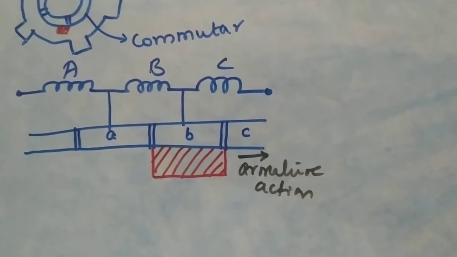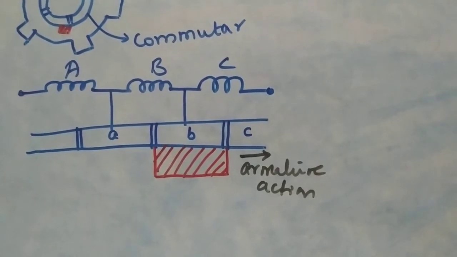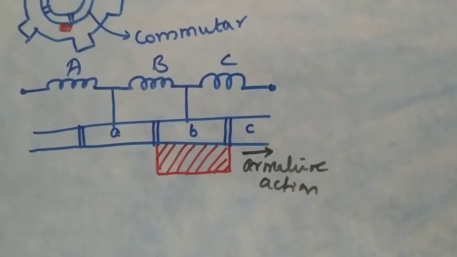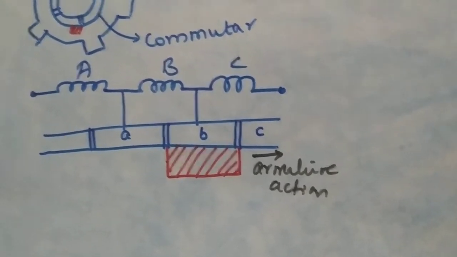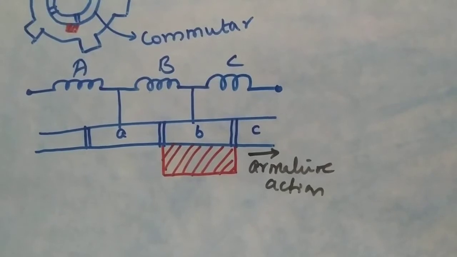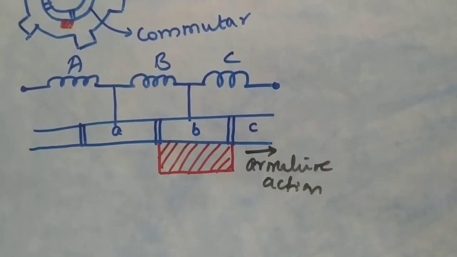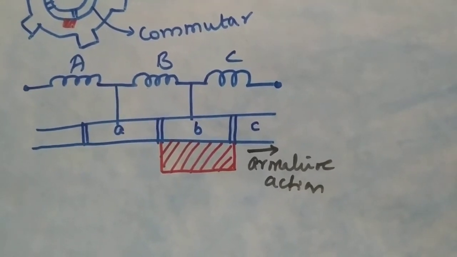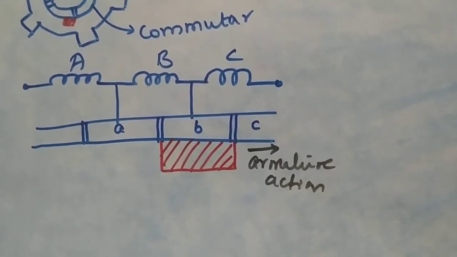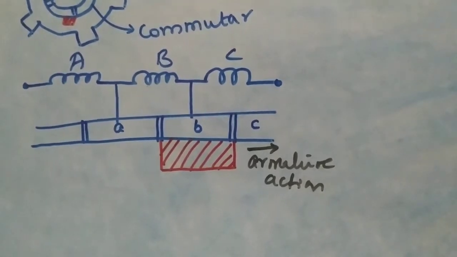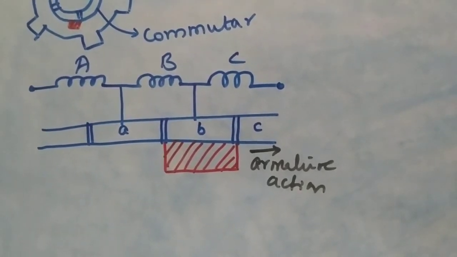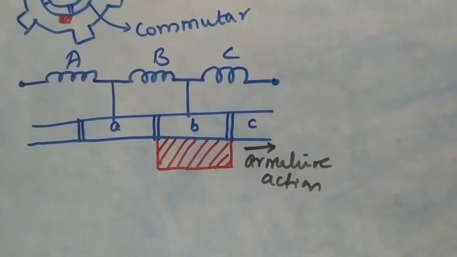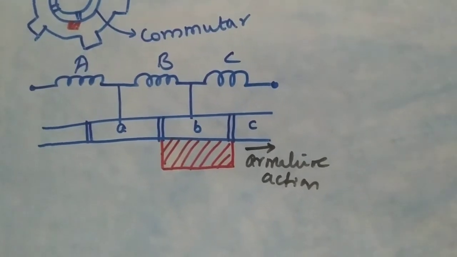Now let me take up the first case. In this case, you can see that only one coil is short circuited at a time at each of these brushes. Whereas in actual practice the width of the brush is usually more than that of the commutator segment, so that more than two coils are simultaneously short circuited at each brush.